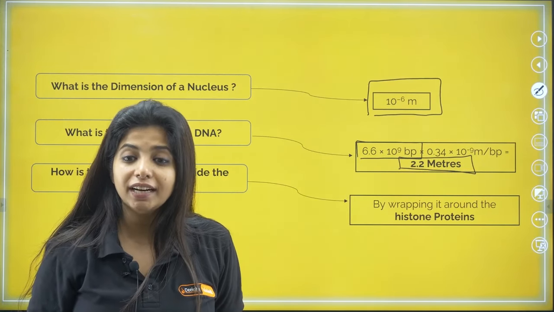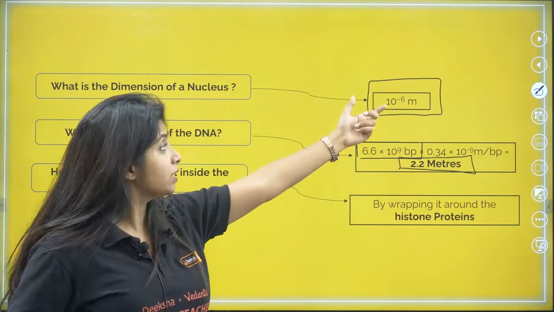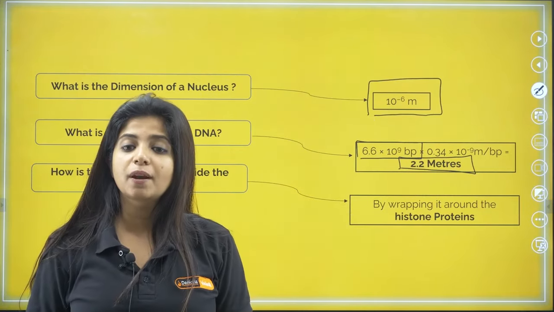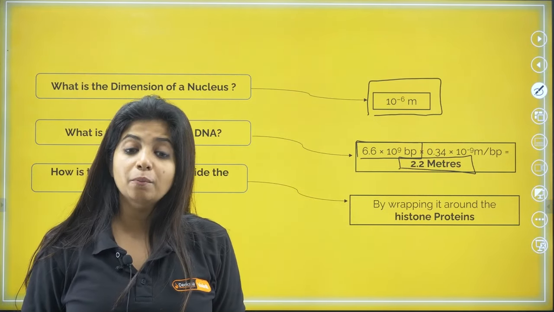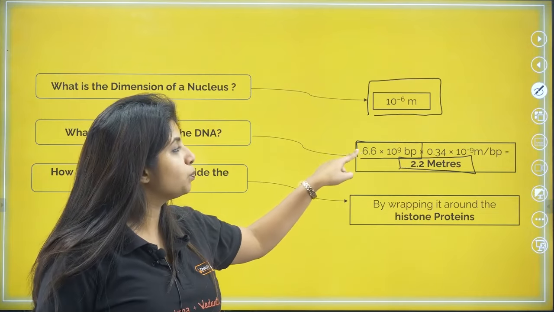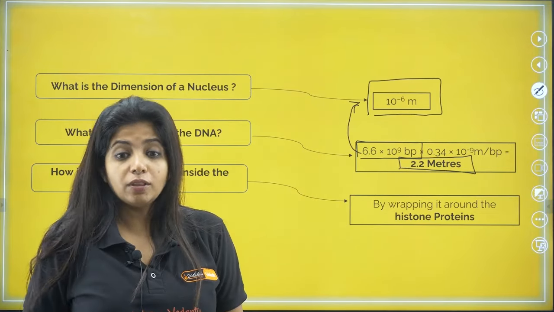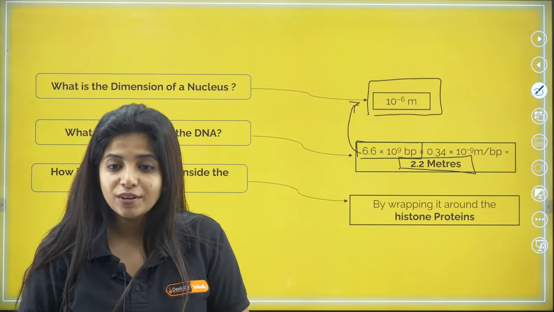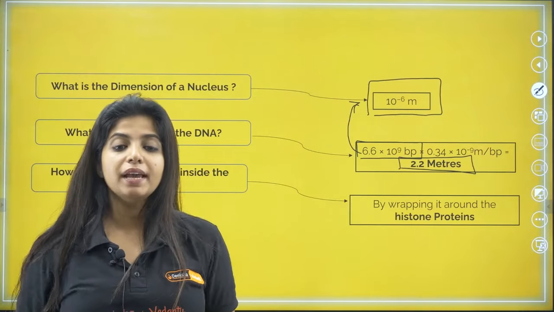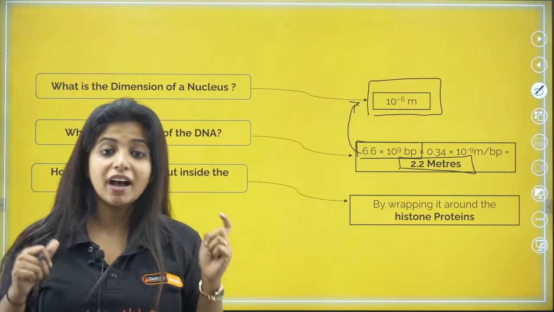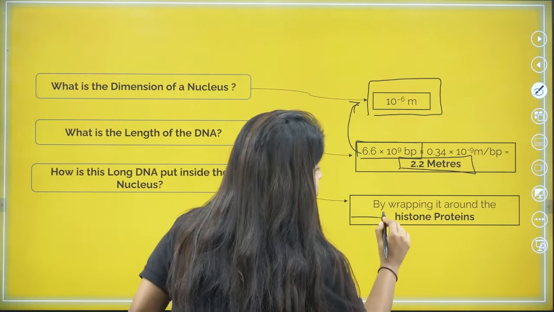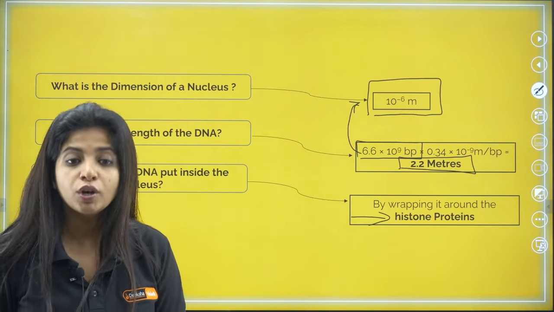So what is the length of our DNA? It is 2.2 meters. And what is the dimension of our nucleus? Just 10 raised to the power minus 6 meters. Do you think you can fit this big thing over here? Well, I don't think so, but we do. How? We make it compact. We make the DNA really, really compact. How? With the help of something that is known as histone proteins.